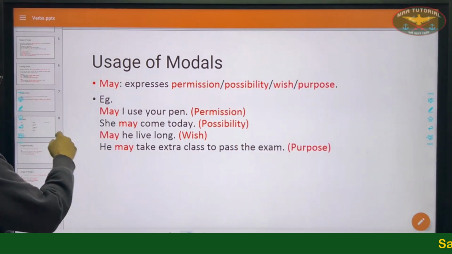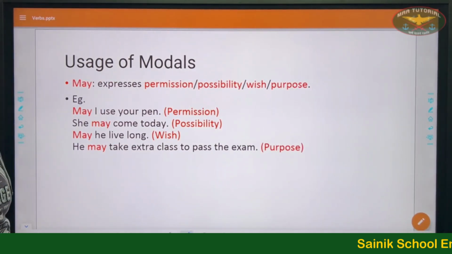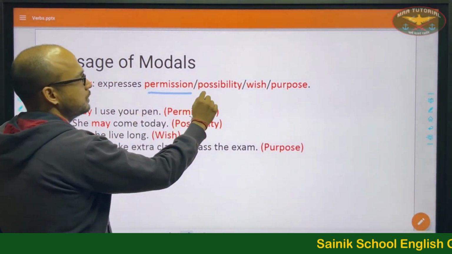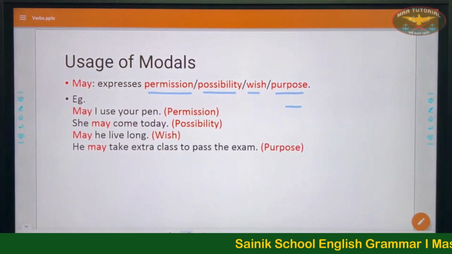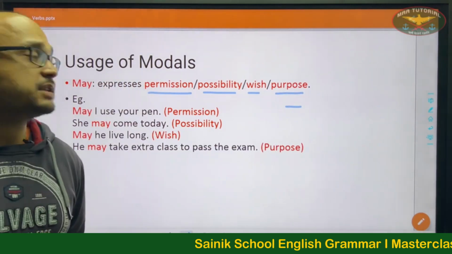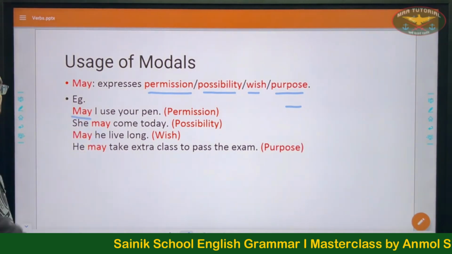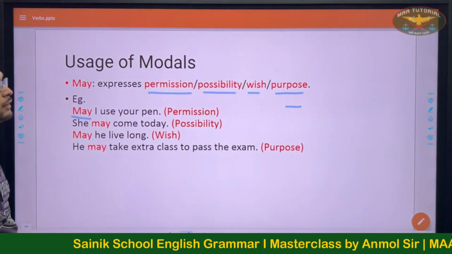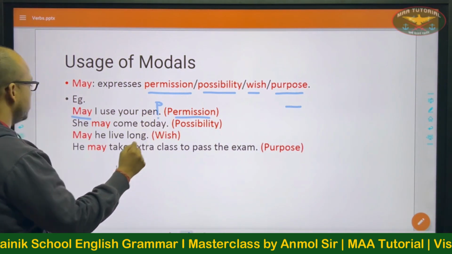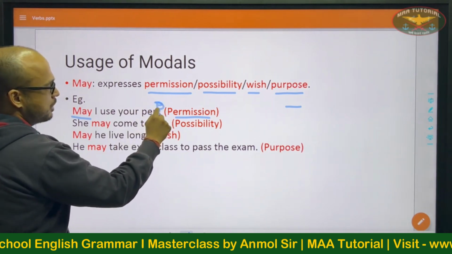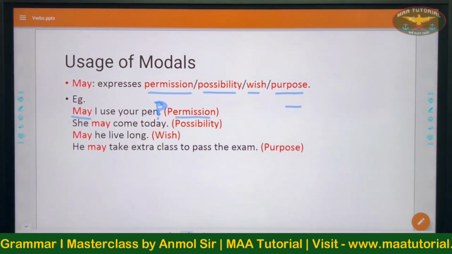May. Now may expresses permission, possibility, wish or purpose. Example, may I use your pen? What am I asking for? A permission. There will be a question mark here. Make sure to correct it. This will not be a full stop, it will be a question mark. We're going to make the corrections. May I use your pen?